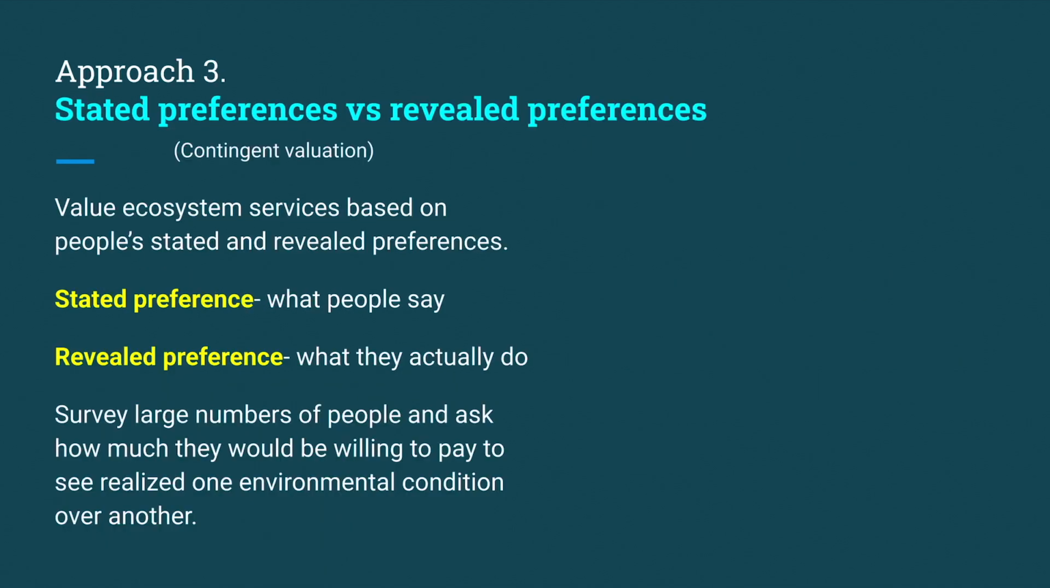The third method is called stated preferences versus revealed preferences, or contingent valuation. This approach is based on people's preferences. Stated preferences are what people say they would do, and revealed preferences are what they actually do. So this requires surveying a large number of people, asking them how much they would be willing to pay to see one environmental condition realized over another. So how much they would pay to save the rhino from our case study from being killed, for example.